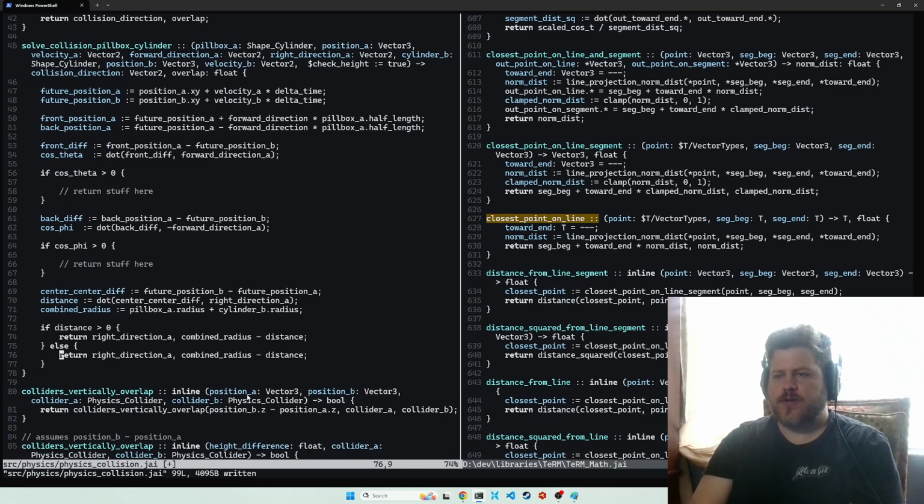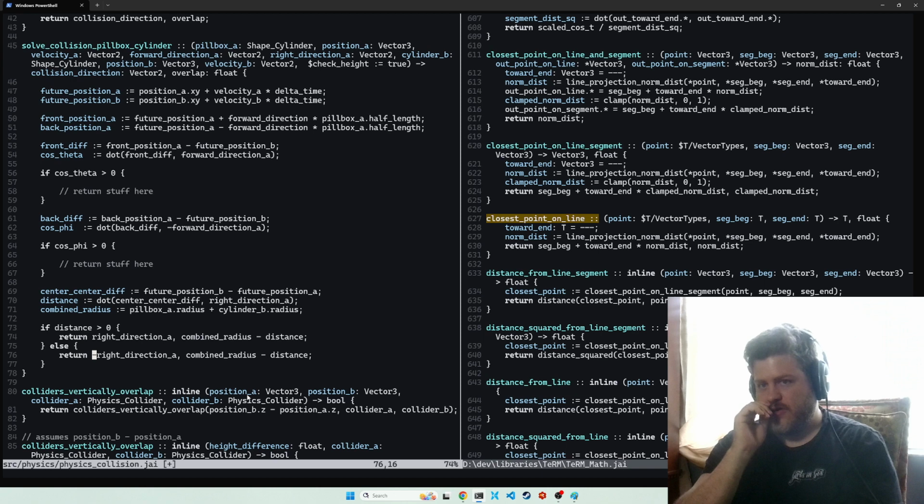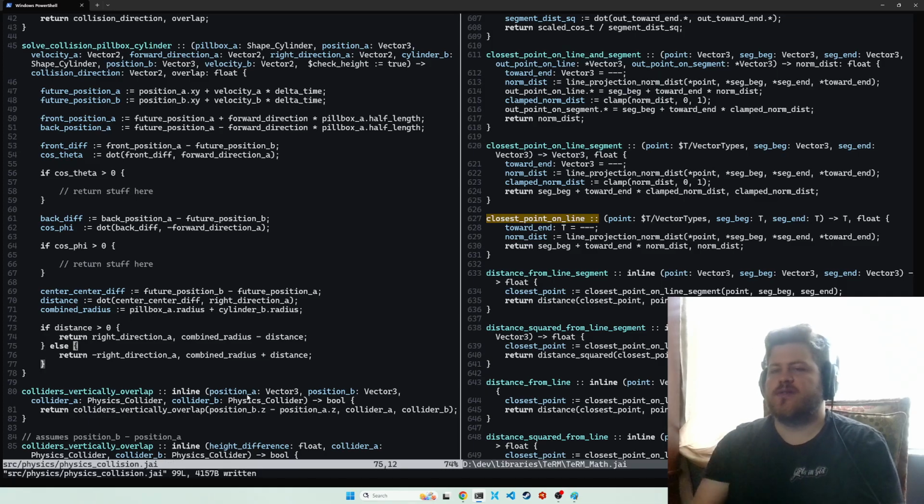So if it's the other direction, we just need to go. We know the normal's on the left, so we flip the right direction to get the correct normal. And then it's the same thing, except it's combined radius plus distance, because distance is negative in this case. Okay. And then I just have to deal with the cylinder collisions that I'm not returning yet.